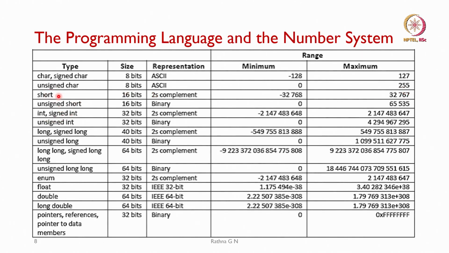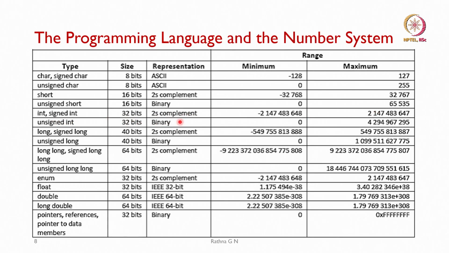Coming to the signed integer, basically this is short, which is 16 bits, represented as 2's complement, with the range from -32768 to 32767. And unsigned short is going to be 16 bits, but it is going to be binary, so it will vary from 0 to 65535. Coming to integer, the signed integer is represented as 32 bits.